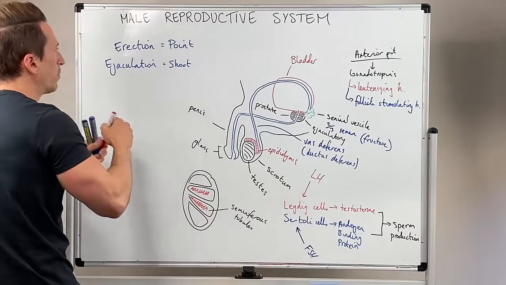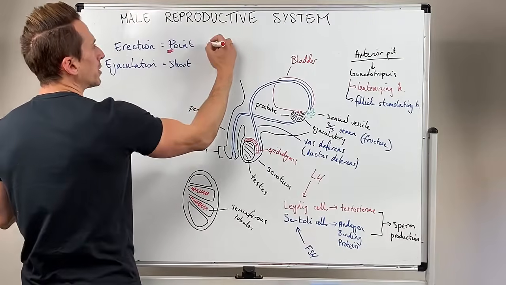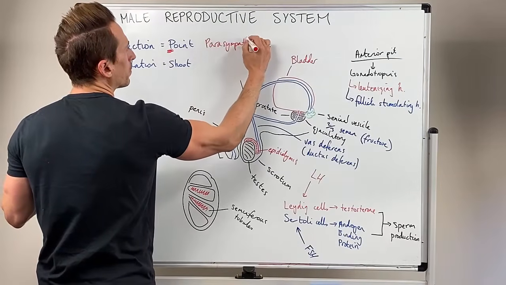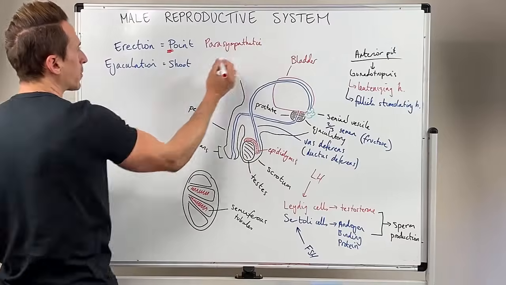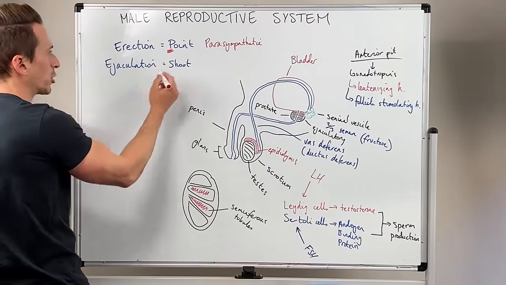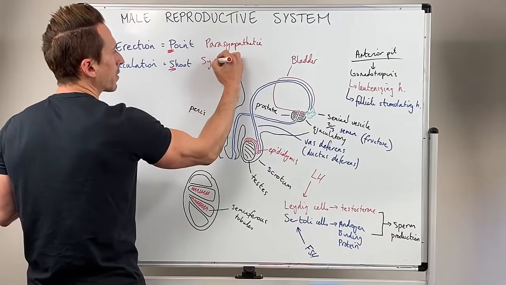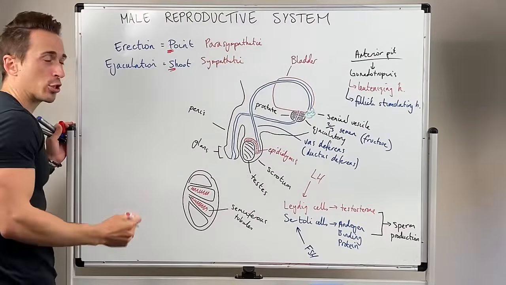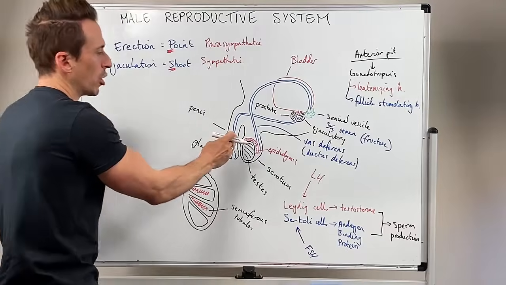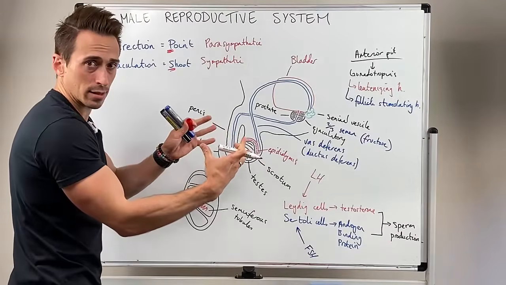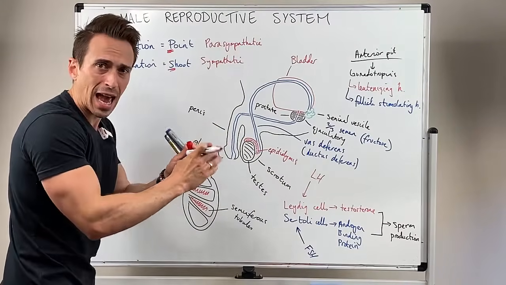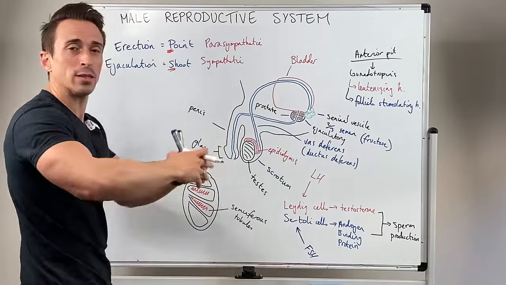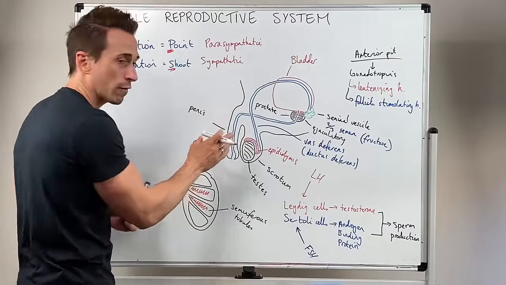Why? Because the P for erection is going to be parasympathetic nervous system. The parasympathetic nervous system is responsible for erection, and the S is sympathetic nervous system. That is responsible for ejaculation. The parasympathetic nervous system will tell the blood vessels to dilate. Blood enters the penis and it compresses the veins so blood can't leave. So the erection is blood filling the spongiform tissue of the penis.